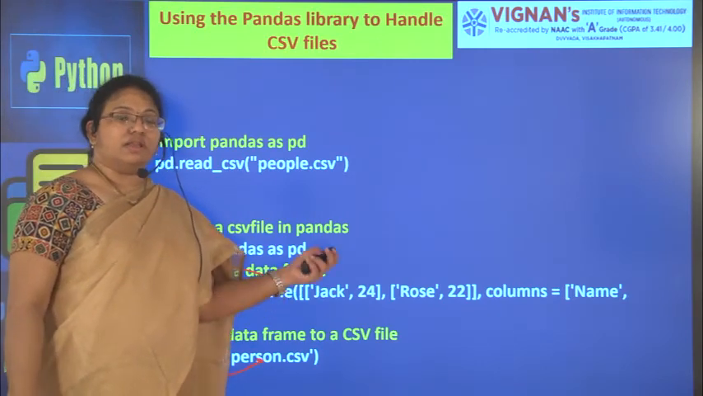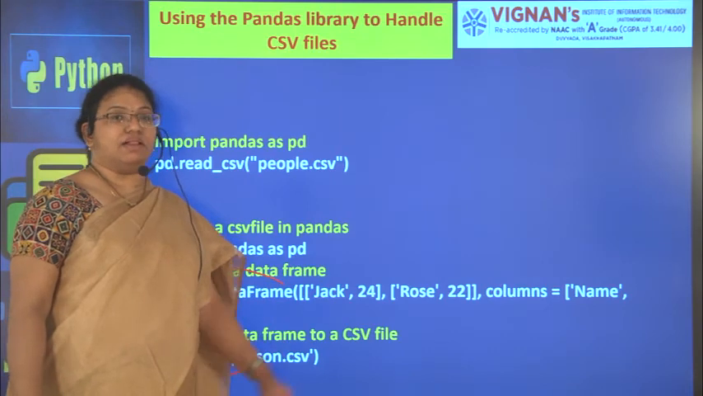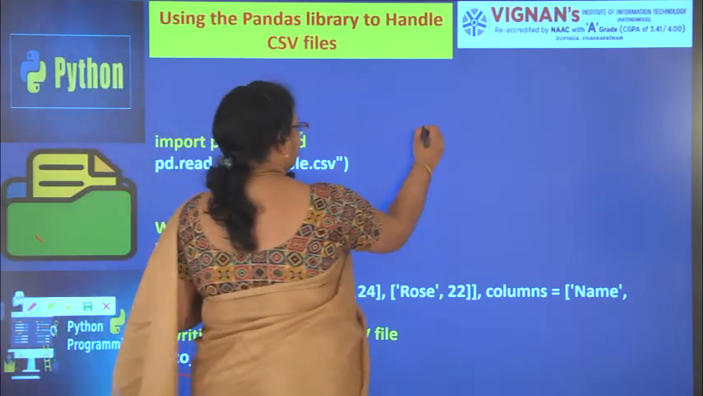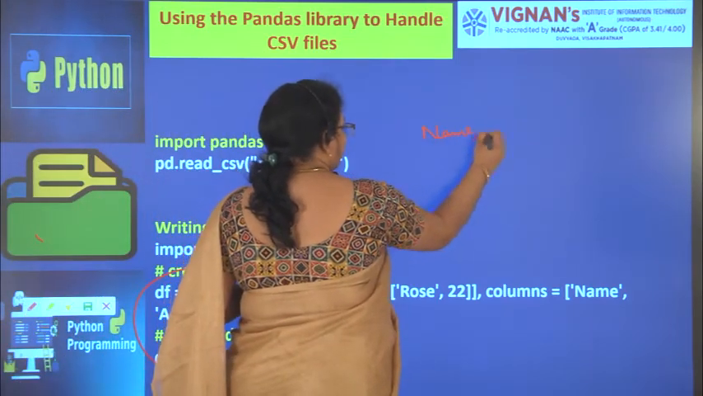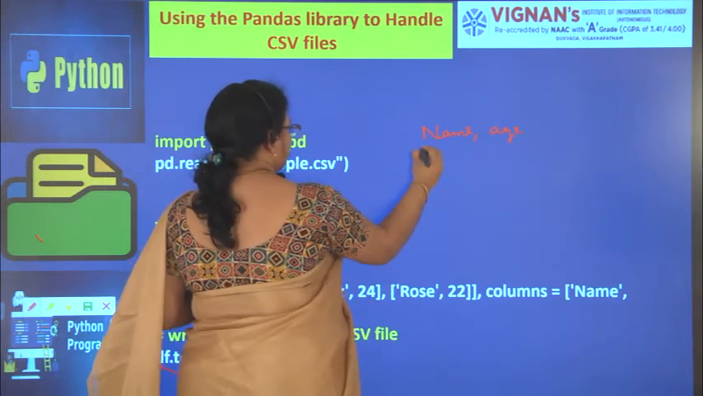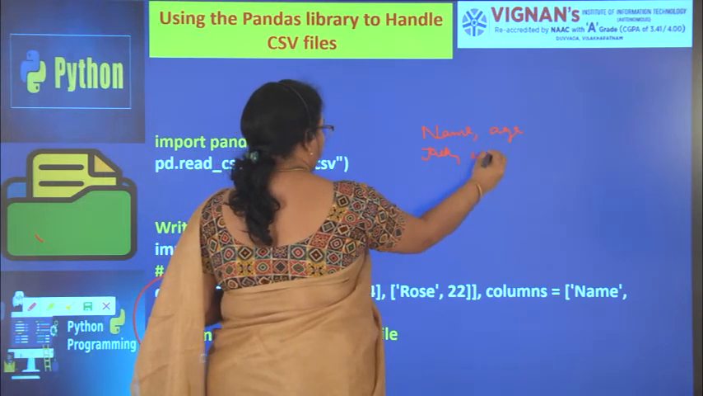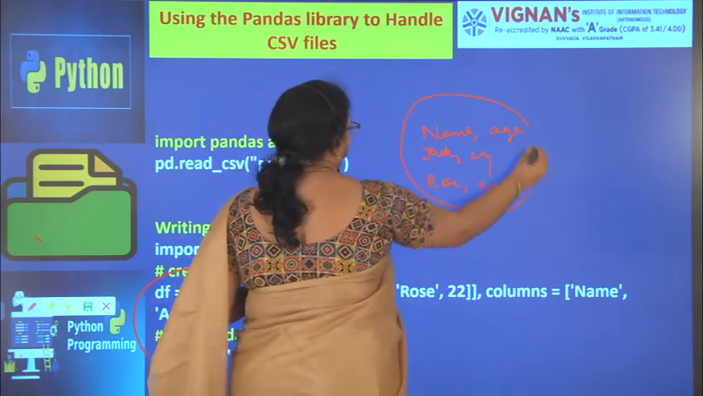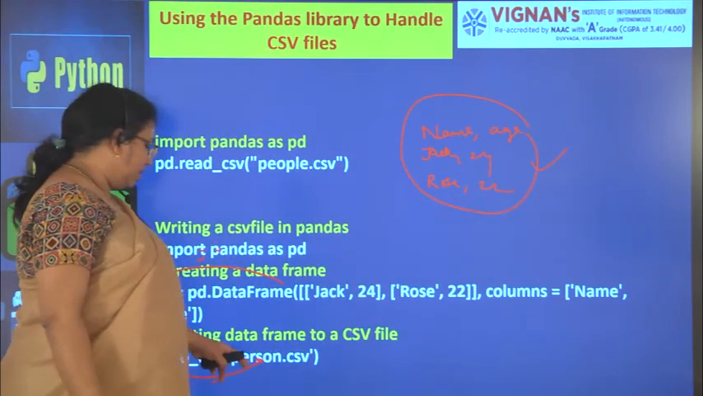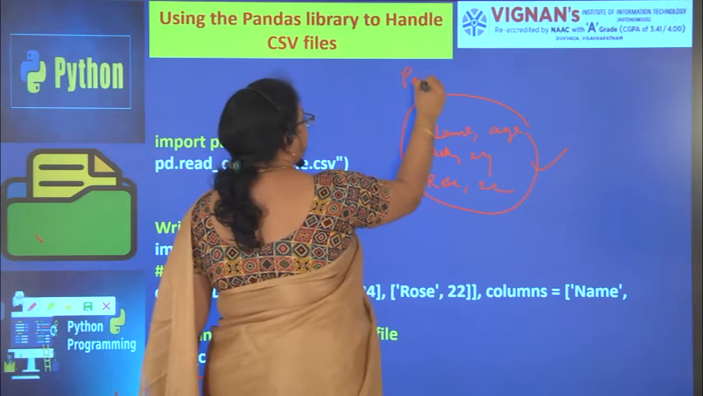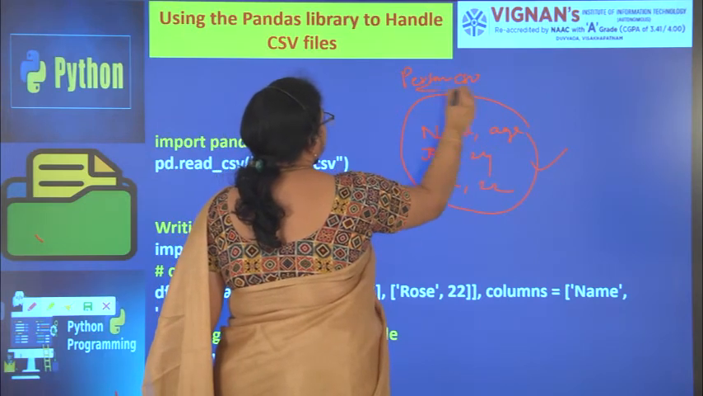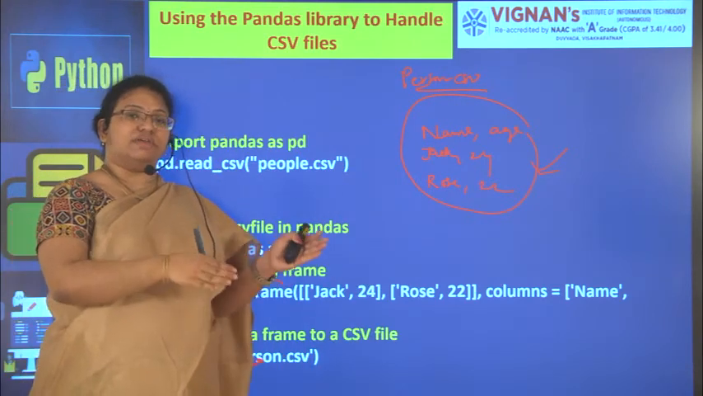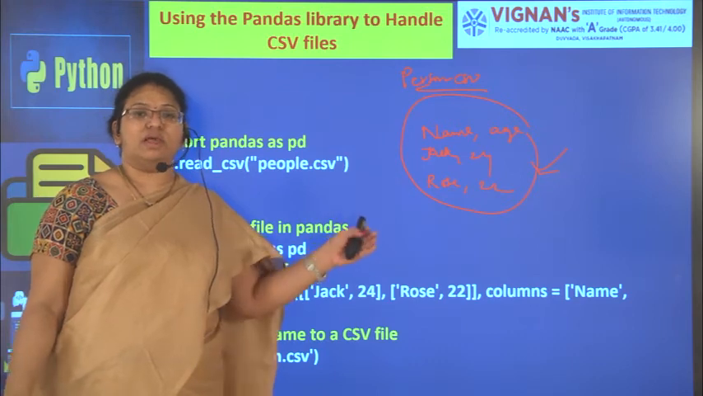Now we are going to get the data in the form of a table, where the table contains name and age, and you will get the output like this: Name comma age, Jack comma 24 and Rose comma 22. So this is the content that you are going to keep in this person.csv. This is about reading a CSV file and writing to a CSV file using pandas.